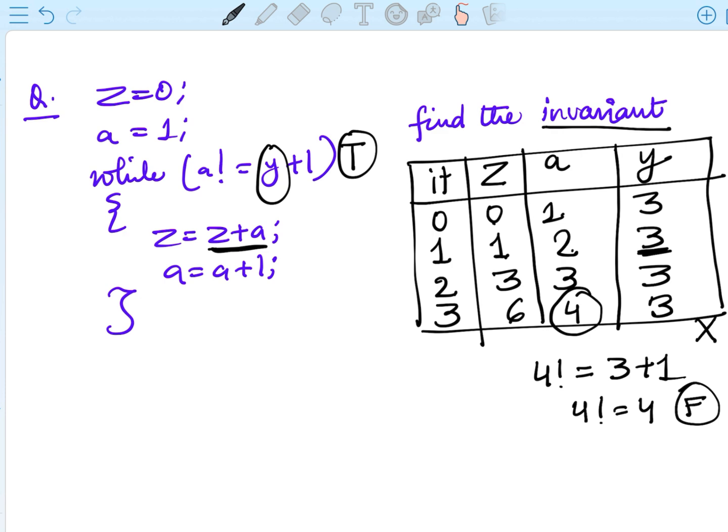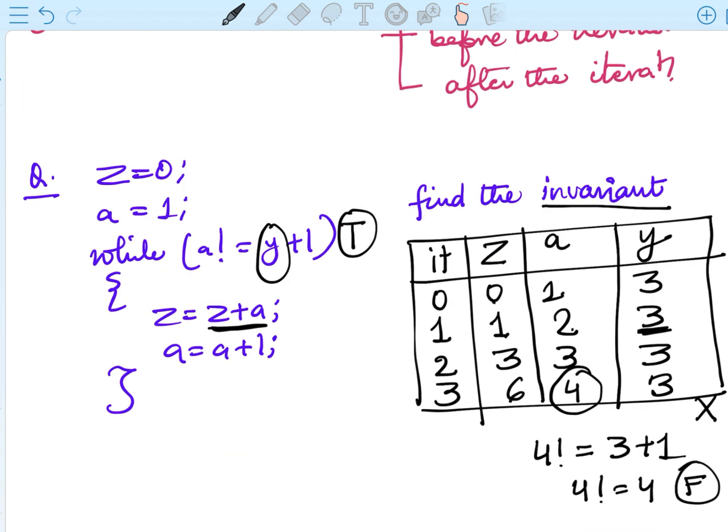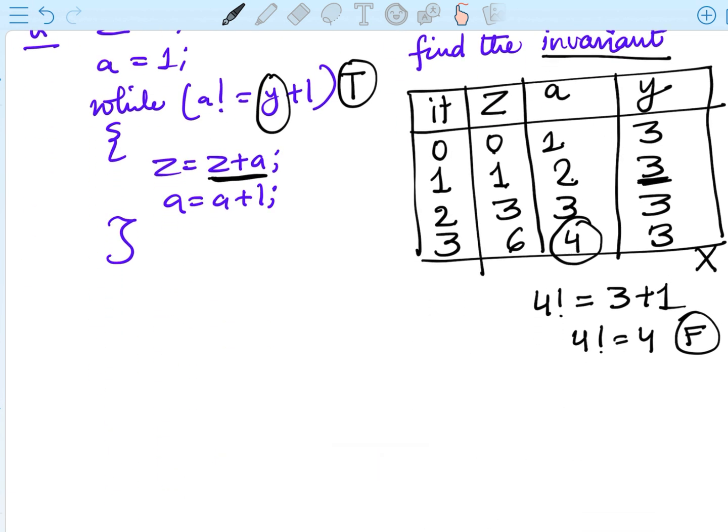Now we need to find an invariant. What do we need to find? We need to find an invariant. And to find that invariant, we see the definition of the invariant: the formula that holds true before the loop, after the loop, before the iteration, after the iteration. So before the loop, let's analyze this. First of all, the invariant will always be made with the help of the variables that are inside. Now, the invariant will be made from z, a and y. These are the three options that we have.